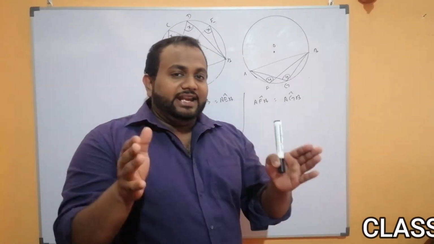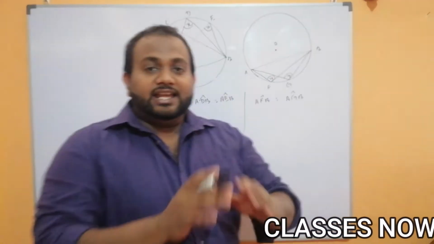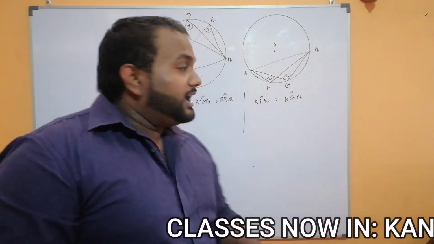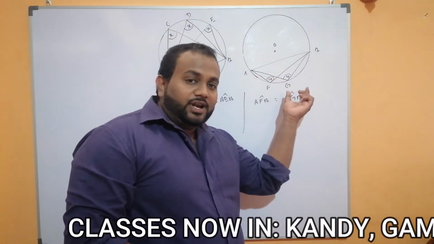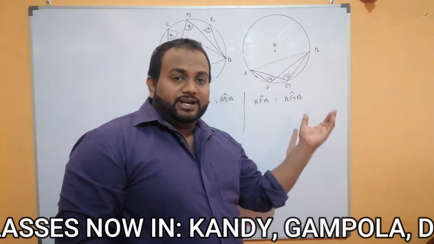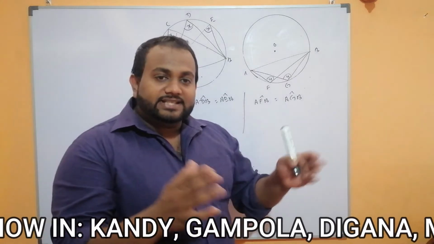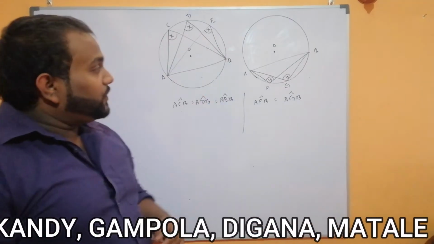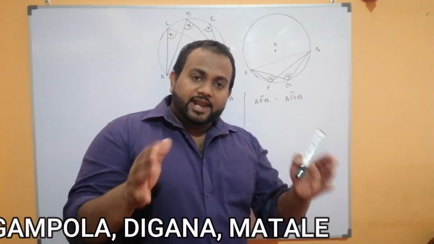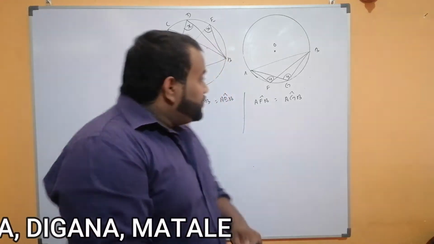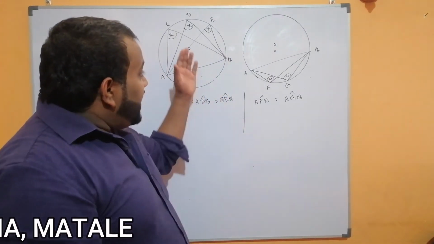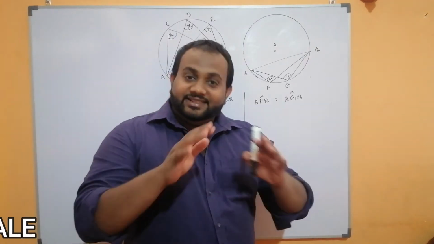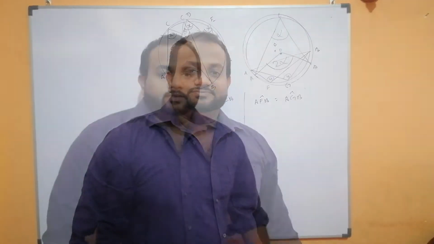Don't get the wrong idea that these angles are equal in value. No, they are not, because these two angles fall under a different segment. They fall under the minor segment. These three angles fall under the major segment. Anyhow, the bottom line is, you should understand the theory that angles of the same segment are equal.